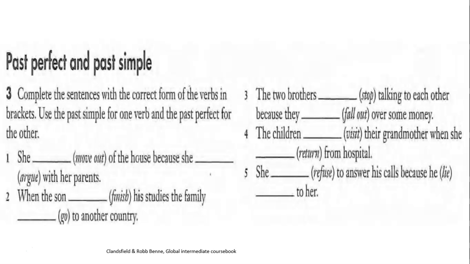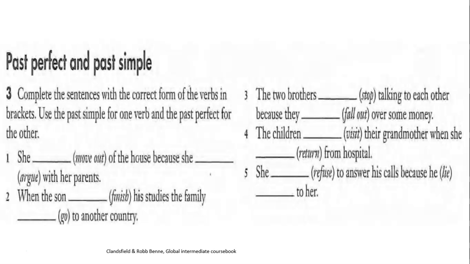Okay, so think logically. What happened first? Did she first move out and then argue? That's not so logical, right? Did she first argue and then move out? That's more logical, right? So she moved out as a consequence of arguing, right?